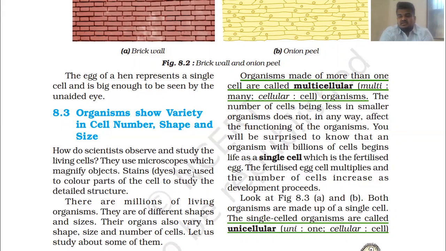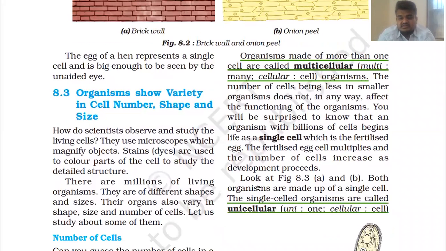See how the word is made. One part is multi and the second is cellular. Multi means many. Therefore, organisms made of more than one cell are called multicellular organisms. That's it. And what about the single one? Single-celled organisms are called unicellular organisms.